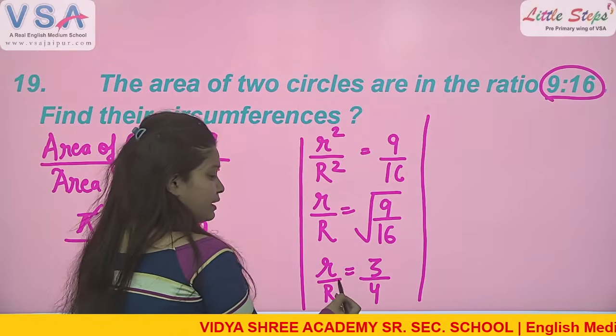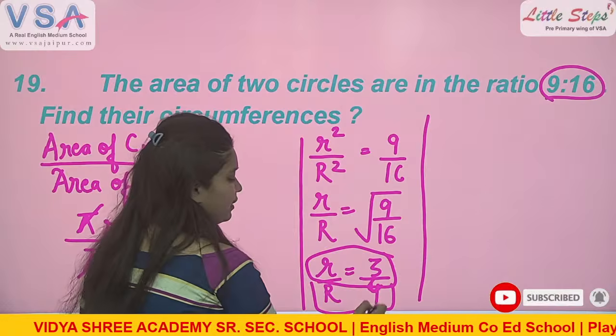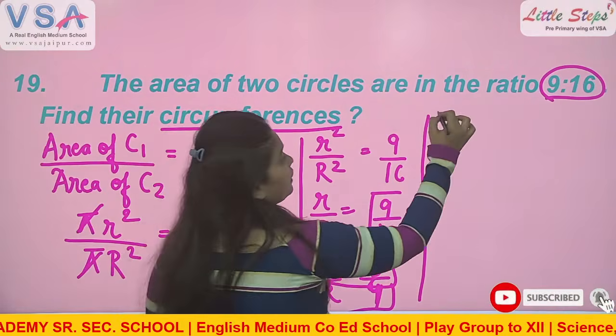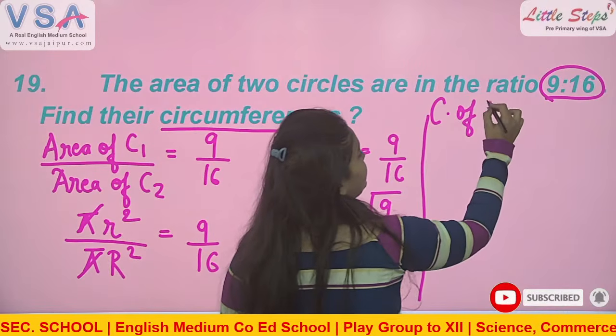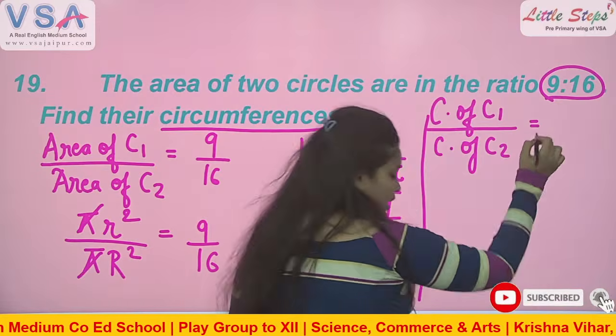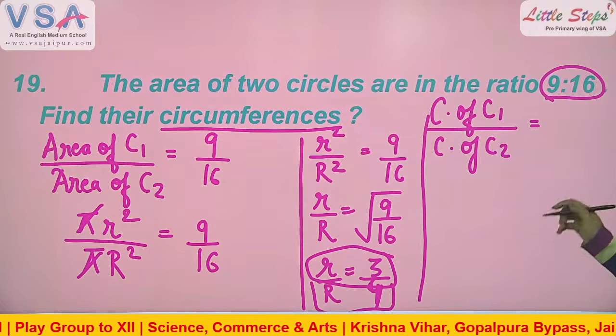Okay, what is the radius of circle 1 that we got? 3. What is the radius of circle 2 that we got? 4. Now what do we have to find out? We have to find out the circumference. What is the formula of circumference of circle? Circumference of circle 1, circumference of circle 2. Again we have to apply both the formulas all together.